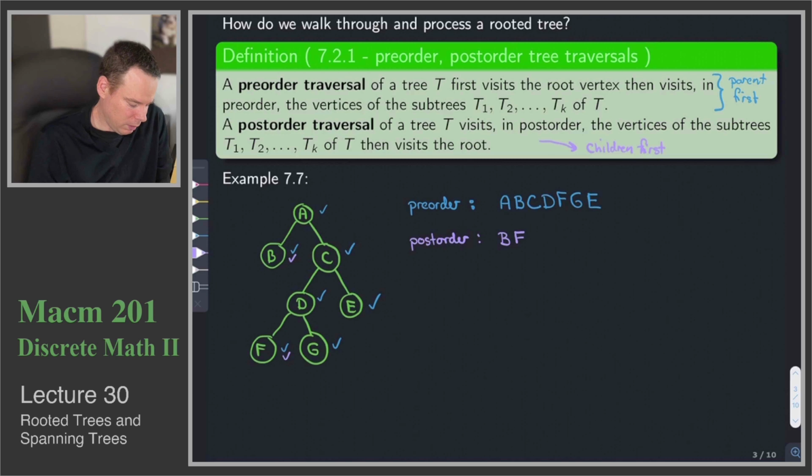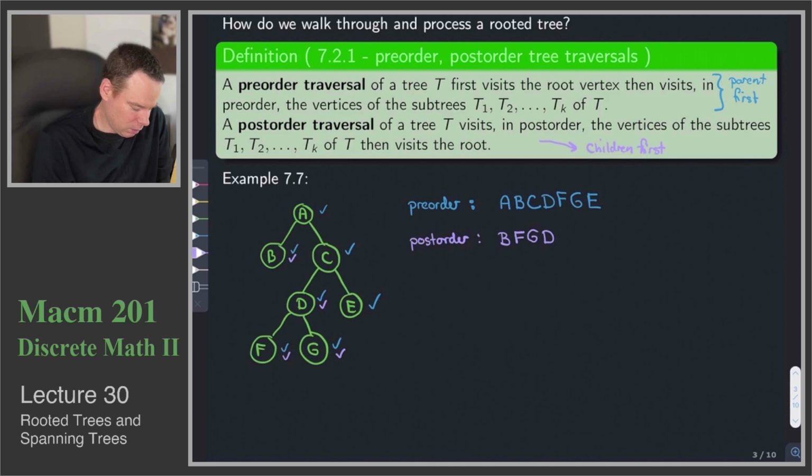So I've done that one. And then I do the next child of D, and that's the child G. It has no subtrees off of it, it's just the root. So now I visited G. And then we come back and now we can process the parent. That's D. And now I've dealt with the first child of C.